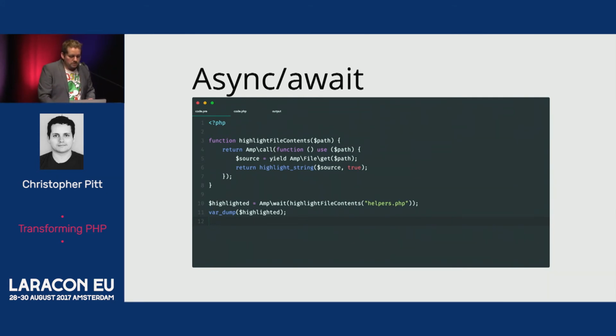And the way that works is by using the yield keyword to do some magical generator-driven coroutine stuff. These libraries allow people to write code that looks blocking. So this code in here looks fairly straightforward. But this function actually returns a PHP implementation of a promise, and AMP deals with that and resolves its value in a very clever way.